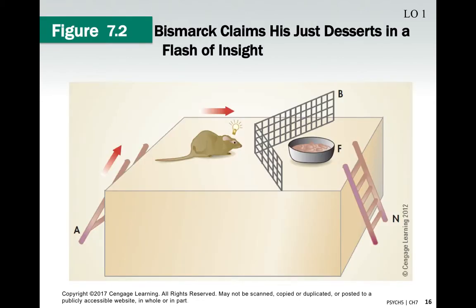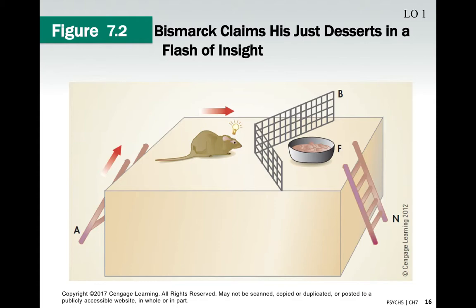And there's a really cool example of that in figure 7.2 in our text. You see this mouse here named Bismarck, and Bismarck has to get to the food, but in order to do so, Bismarck has to find a way to get around this fence that's blocking his way. So, Bismarck goes up ladder A, kind of looks at the fence for a while, looks at the food, and realizes, hey, I can't get to the food because there's this fence in the way, so what do I do?